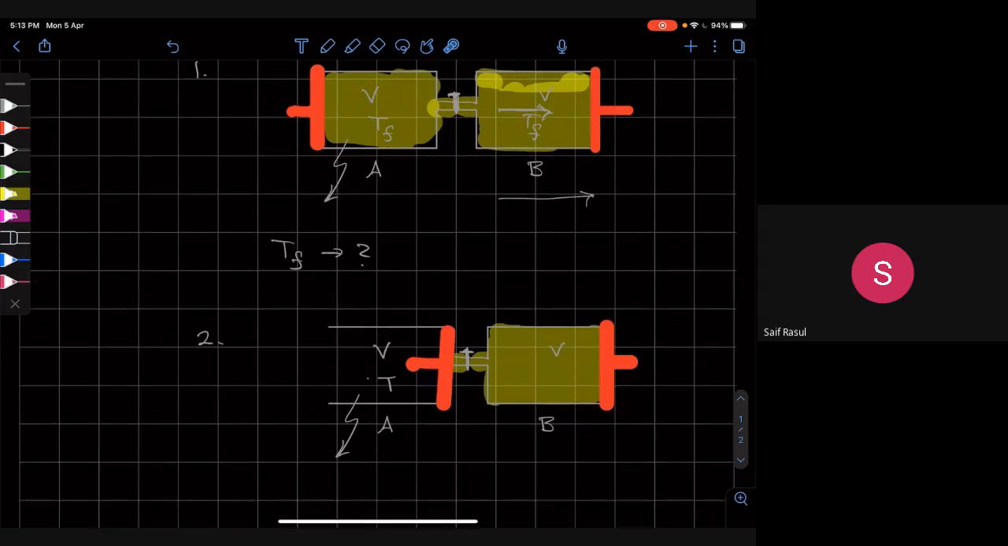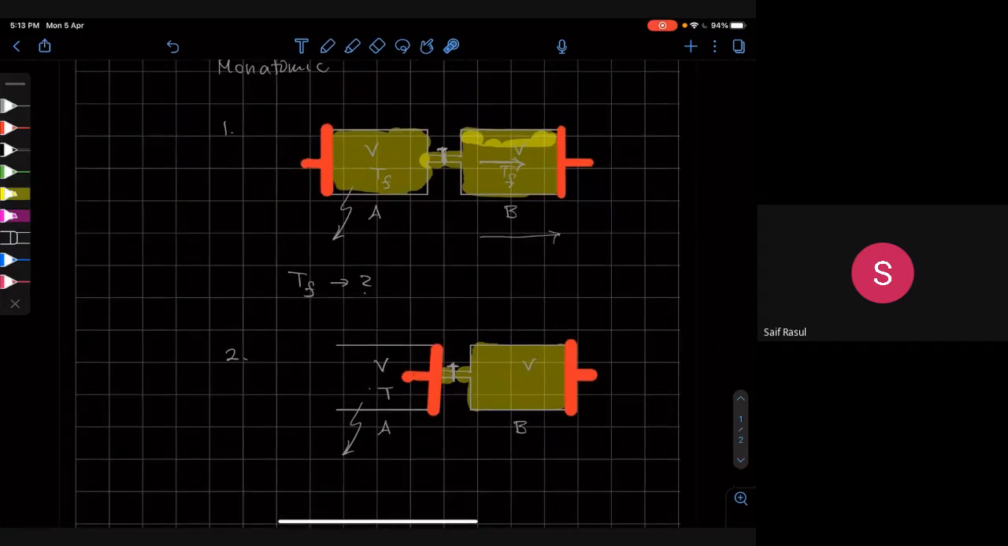Okay, so those are the two setups. And now you have to calculate in both cases what the final temperature is going to be. And in this case, yeah. Okay. So in this case, the final temperature here is going to be the final temperature here, right?